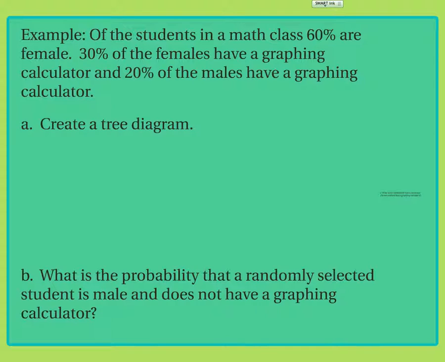The first thing we'll do is make that tree diagram. I'm going to give you guys a chance to get this written down, and then we'll go through how we would construct that tree diagram, and then fill in the probabilities.